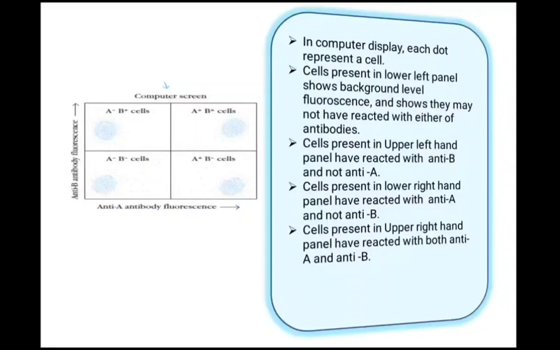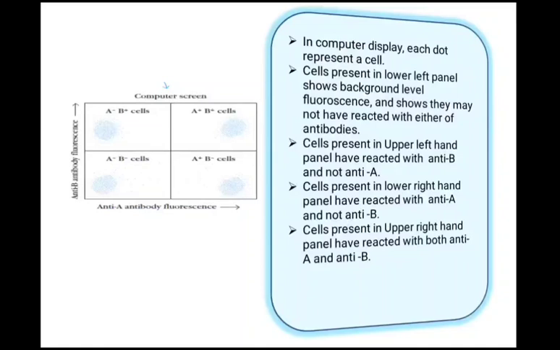Now when we get the output of this experiment on the computer screen, you can see this panel. You can see blue dots. Each blue dot will represent a cell. So how do we interpret it? On the lower left panel we can see A minus B minus cells. So there is only background level fluorescence and none of the antibodies have reacted with the cells.